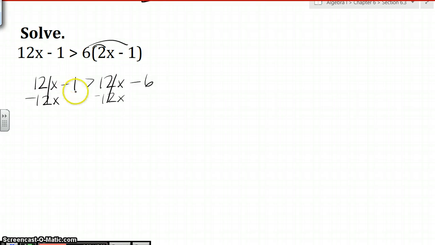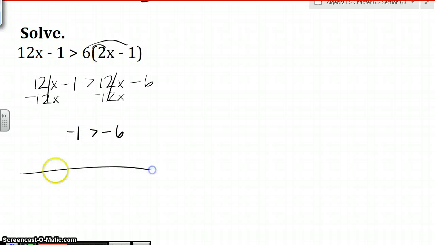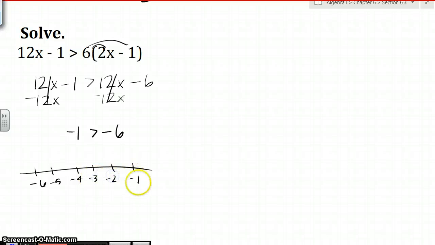If I write down what I have left over, I have negative 1 greater than negative 6. Now if I look at this, is negative 1 greater than negative 6? Well yeah, if I think about a number line, negative 6, negative 1 is bigger than negative 6 because it's less in the whole. So yes, this is true. Negative 1 is greater than negative 6. If that happens, your answer is infinite solutions.